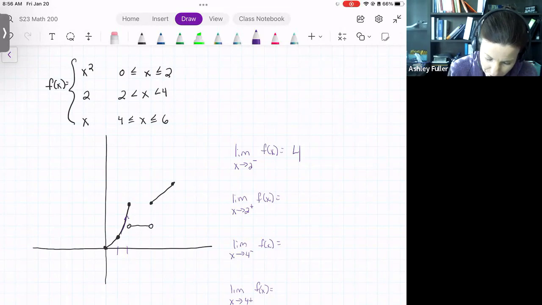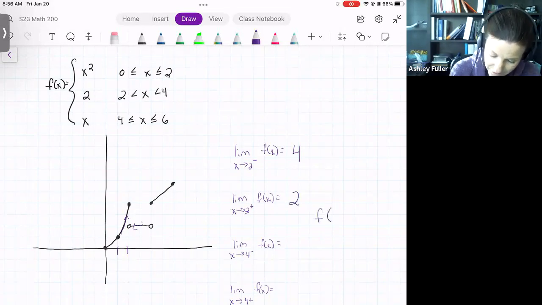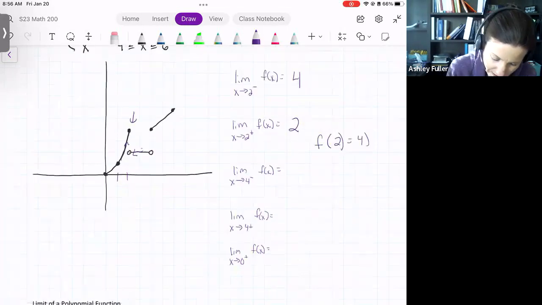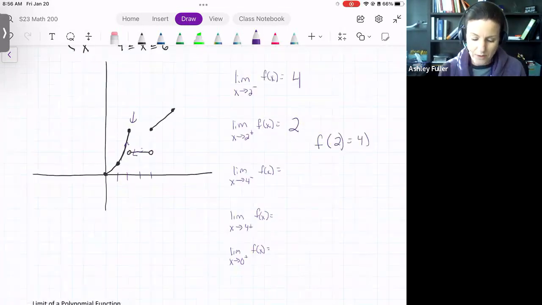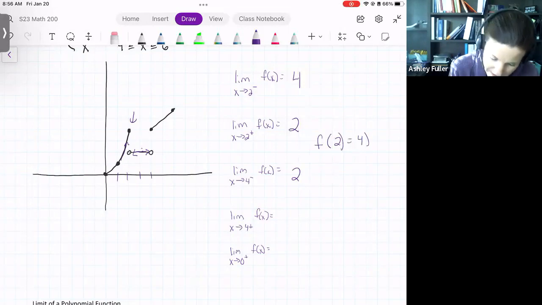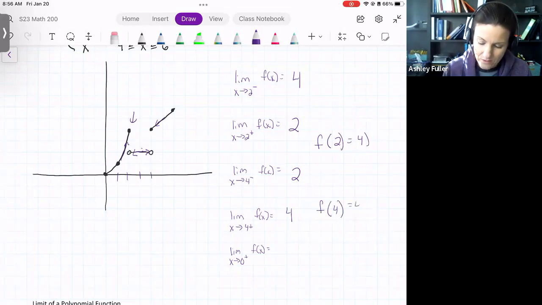But as we approach 2 from the right, the function approaches a value of 2. Notice the actual value of the function at 2 is indeed 4, because that's where the closed dot is. Looking at a value of x equal to 4, as we approach from the left, the function approaches a value of 2. And as we approach from the right, it approaches a value of 4. However, you're going to see that f of 4 is indeed 4.